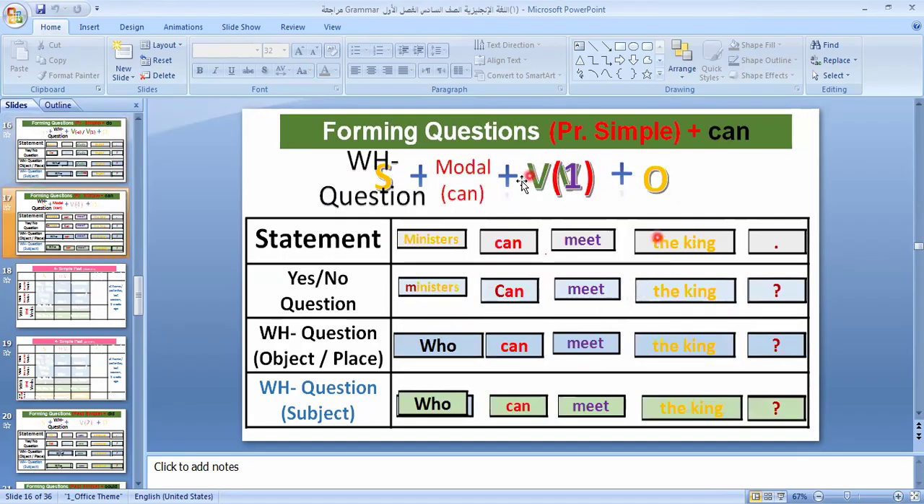Okay. When we use the present form with modal verbs, let's see how we use it, like this one: ministers can meet the king. When we make a yes no question, what can I do? I replace the verb, the modal verb. It will be: can ministers meet the king? When we ask about the ministers as the one I want to know, I can say, who can meet the king?